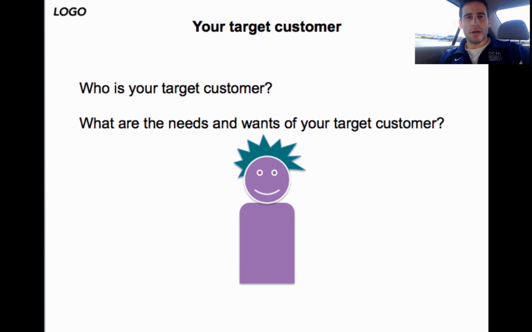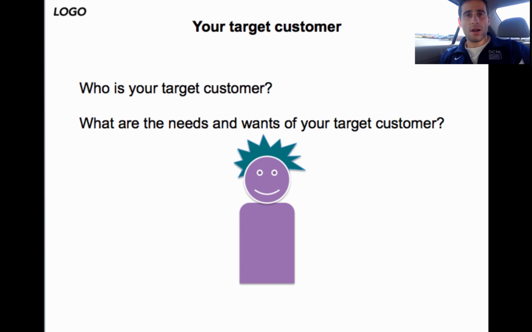Next, you're going to talk about your target customer, the type of person that's going to buy your product, service, or donate to your nonprofit. Who are they? Who is a typical customer for you? What are their needs? What are their wants? And why are they likely to buy your product or service?